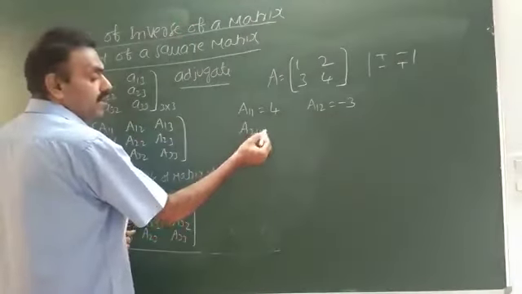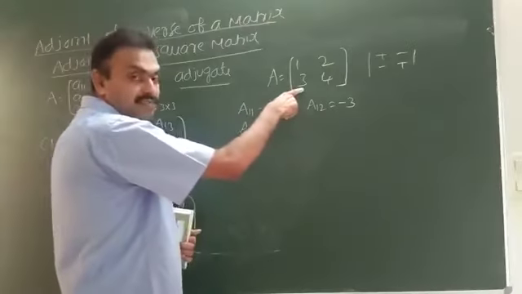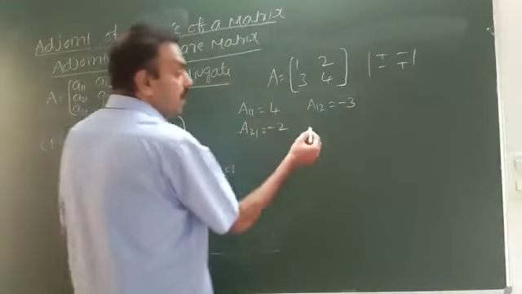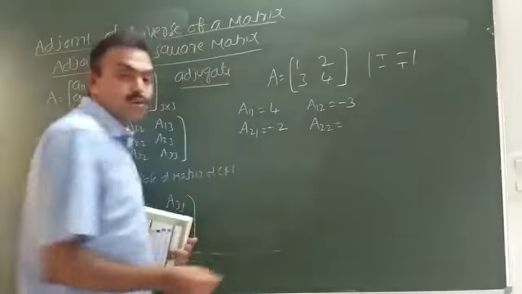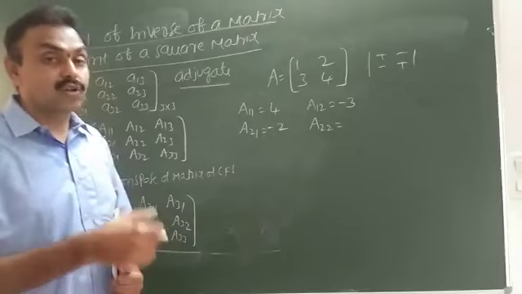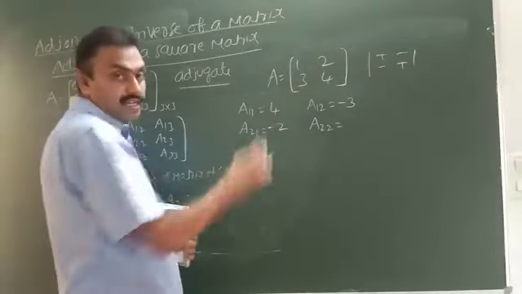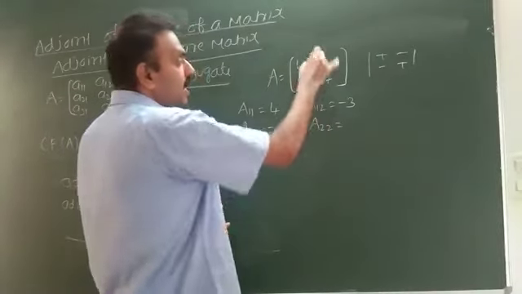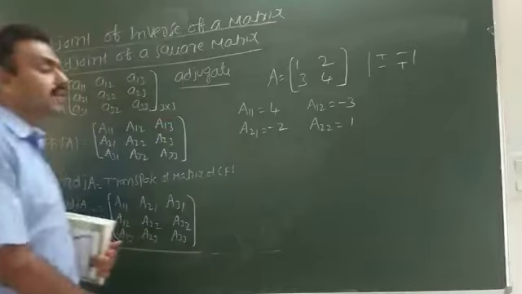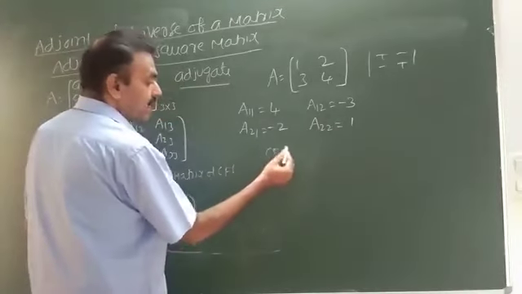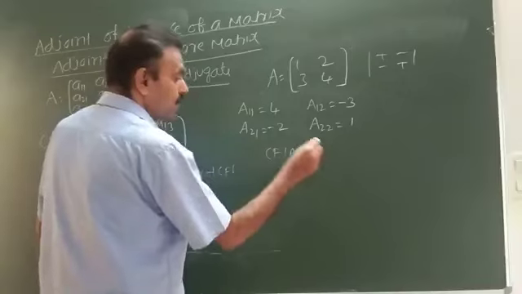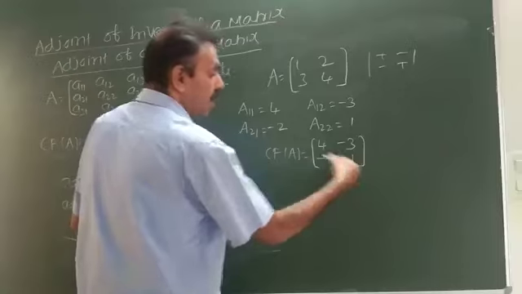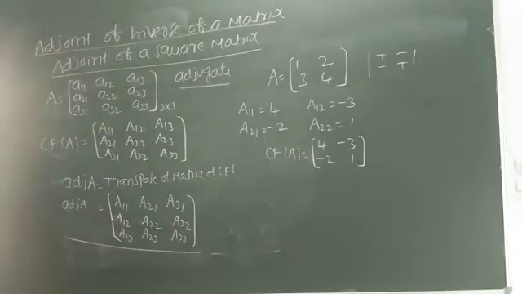Take A21. A21 means the cofactor of 3. The sign is minus, leave the row and column, and you will be getting -2. Now take A22, the cofactor of 4: second row, second column. The sign is positive since the sum is even. Leave the row and column, and you will be getting 1. Now the cofactor of matrix A is 4, -3, -2, 1.